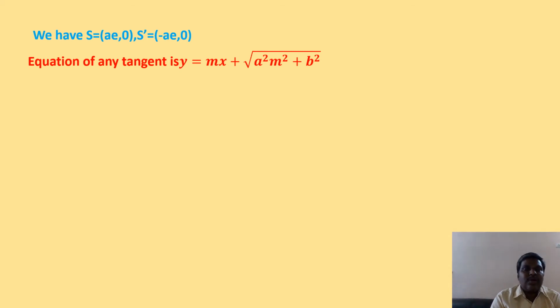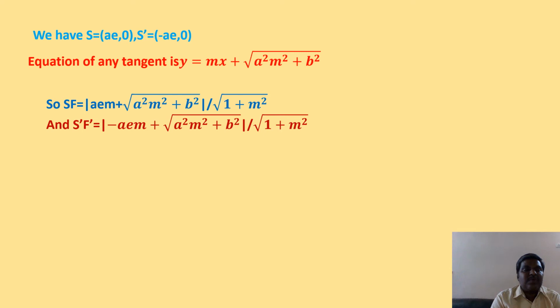So what do you have to find? We have to find the perpendicular distances from S and S dash to this tangent. Therefore, what is SF? Perpendicular distance from S to the tangent. What is the perpendicular distance formula? Modulus of ax1 plus by1 plus c by root of a square plus b square. By applying that formula, what do we get? Modulus of aem plus root of a square m square plus b square by root of 1 plus m square. Here a is m, b is minus 1, c is root of a square m square plus b square. This is one perpendicular distance.